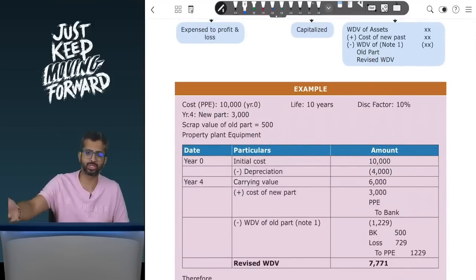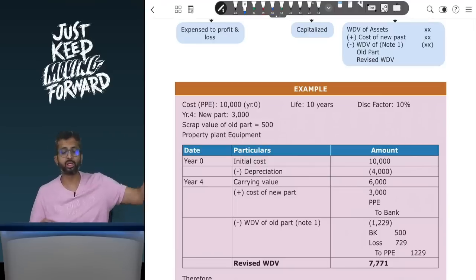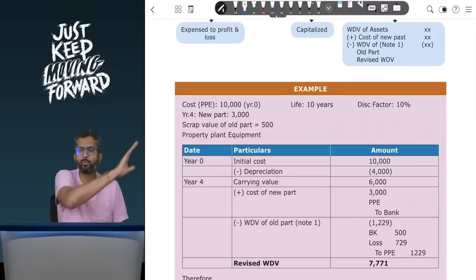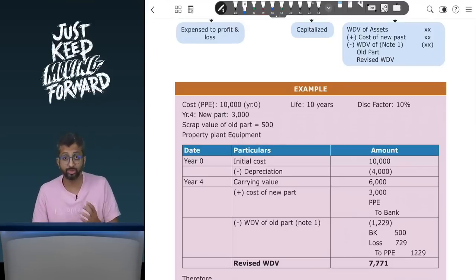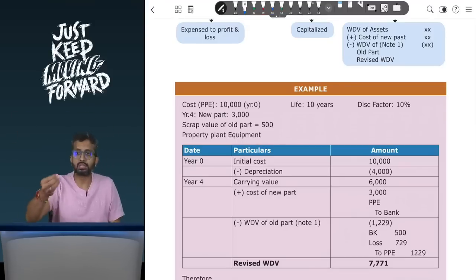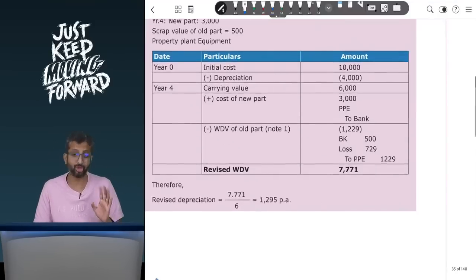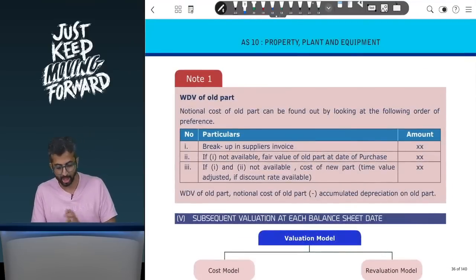So if the new part today is costing you 40 rupees, then 4 years earlier it must have cost how much? You will find the time value adjusted amount 4 years back. Let us say it comes to around 30 rupees. So in your total asset of 100, 30 was attributable to the old part; 100 gets depreciated, the 30 also gets depreciated, and thereby you will find the WDV of the old part. So this is an interesting adjustment for major replacement. I would rate this as important.